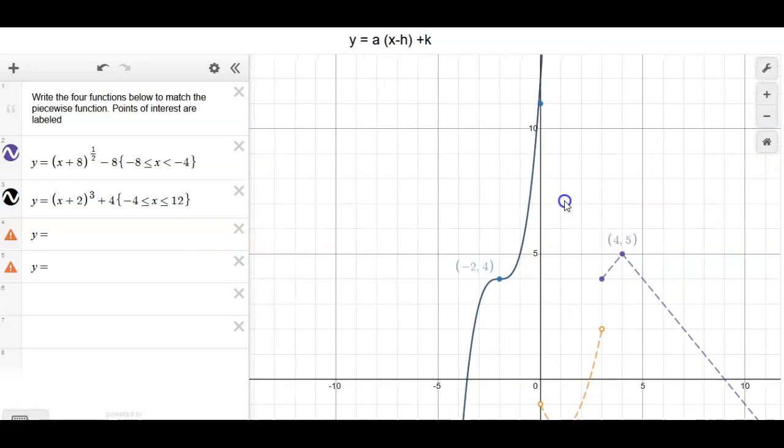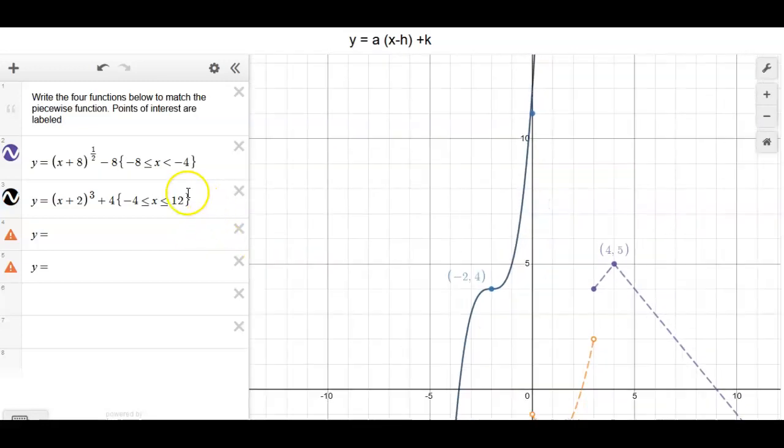Whoops. Sorry, that's going to 0, not 12. I just made that mistake.